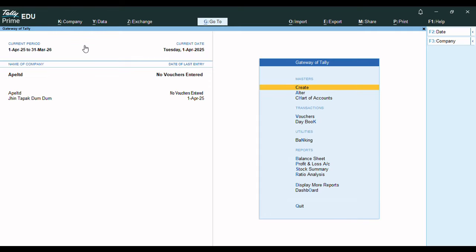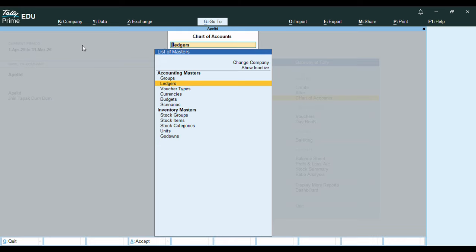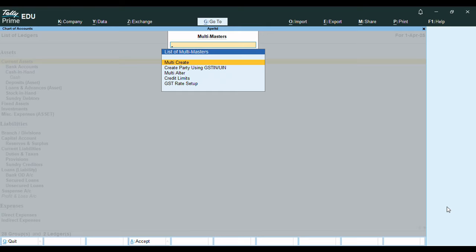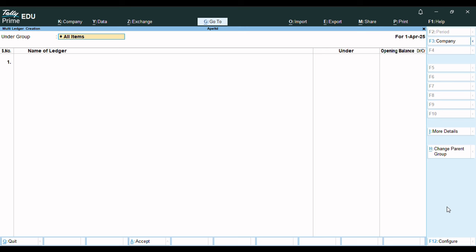Then we will come to this interface of Tally. Here you can see in master there are three: create, alter, and chart of accounts. In create, you can create multiple ledgers or an individual ledger. Alter is basically for alteration or modification or any changes. We will come to the chart of accounts because you can make a number of accounts with the help of this icon. So click on chart of accounts, then ledger, then on the right side you can see the multi masters. Click on this, then multi create, enter all items.